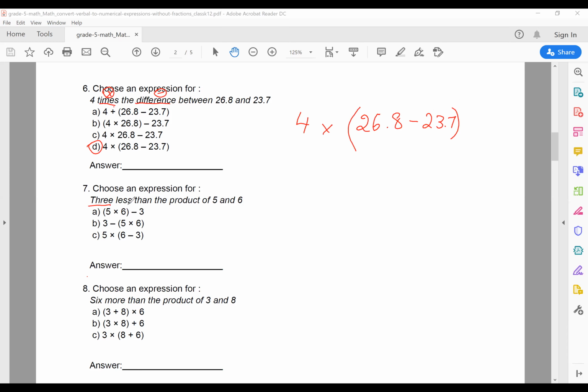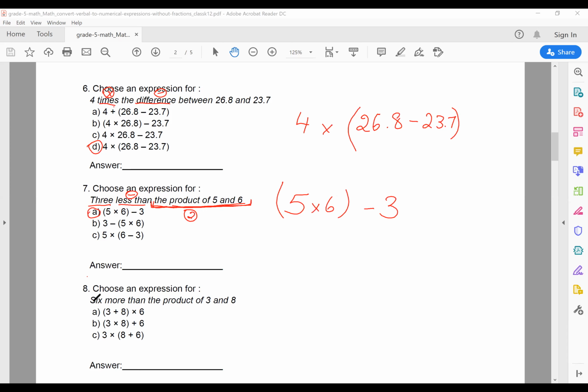3 less than the product of 5 and 6. This is extremely important. First of all, less than means minus, and it means that I need to switch. The second part is the product of 5 and 6, which means I need to find the product first. So 5 multiplied by 6 in parentheses, and then less than 3, which means minus 3. So this second part would be written first, and then I would write the number 3. So it would be option A.